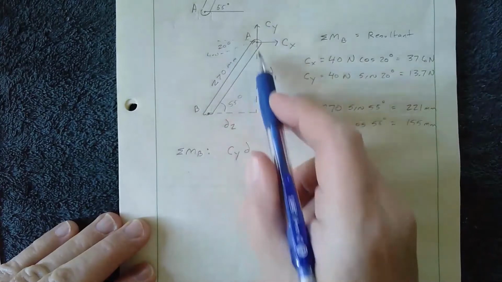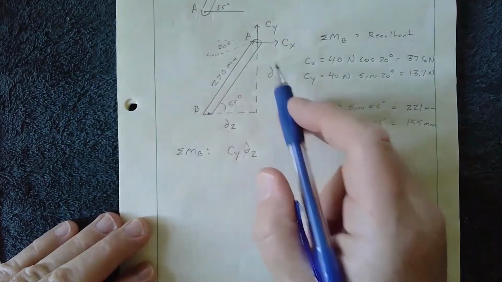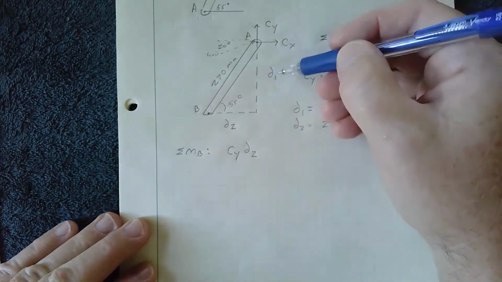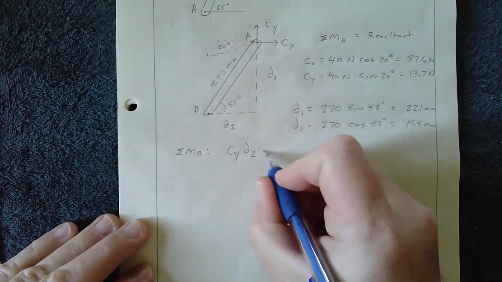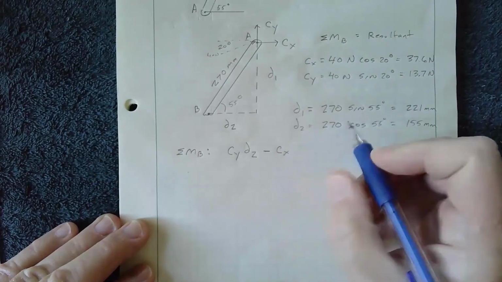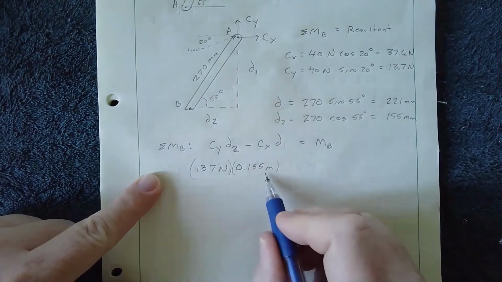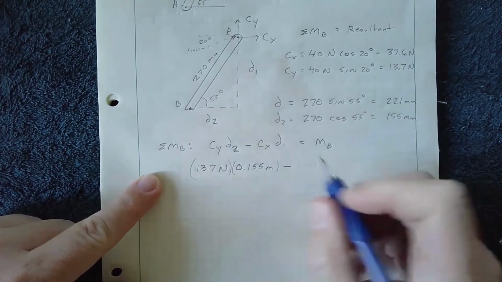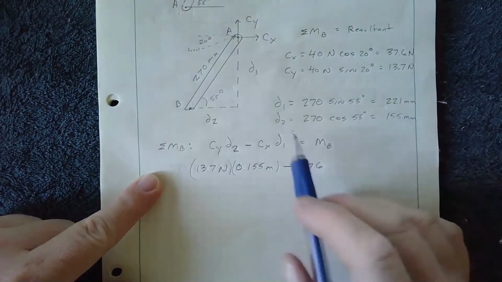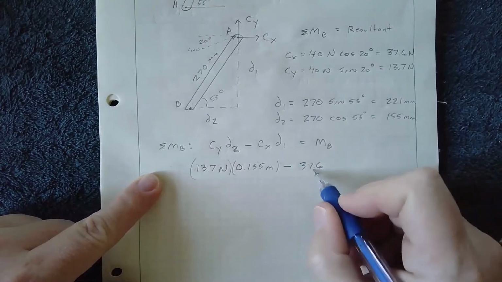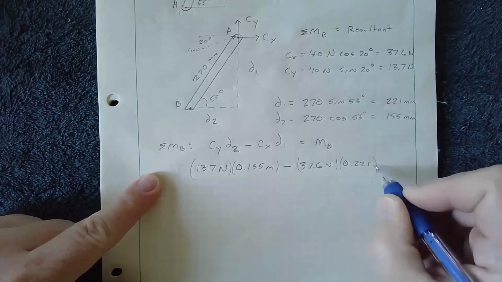And that's going to go in the counterclockwise direction with respect to B, so it's positive. And then C_x, that's going to be times D1. But notice that C_x is actually going in the clockwise direction, so we're going to subtract that one. We're going to say C_x times D1, or 155 millimeters. And then that's going to be minus C_x, 37.6, and then D1, 221, so that's going to be times 0.221 meters.